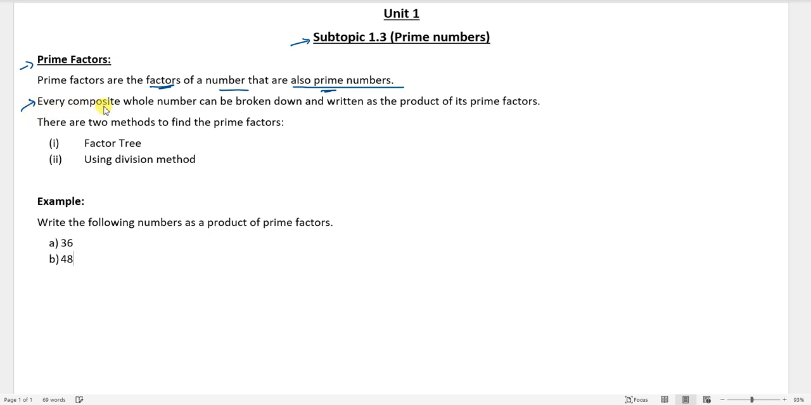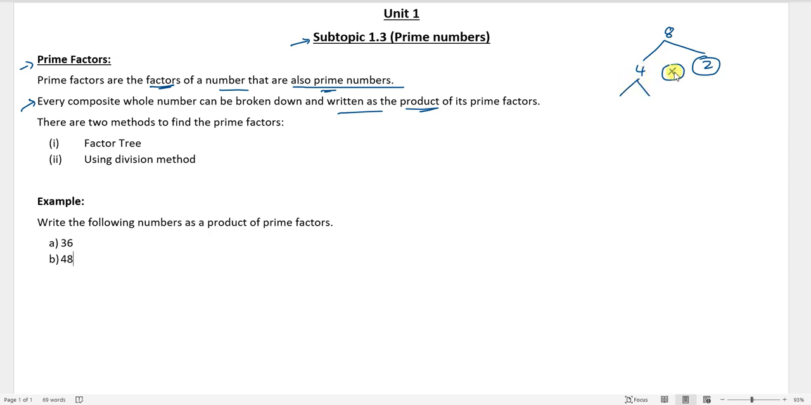Next, every composite whole number can be broken down and written as the product of its prime numbers. Let's say for example we take 8, which is a composite number. We can break it down to 4 times 2, written as a product. Product means we multiply. You don't have to put this multiplication sign, just for explanation I'm going to use this sign. So 4 times 2 is equal to 8. 2 is a prime number.